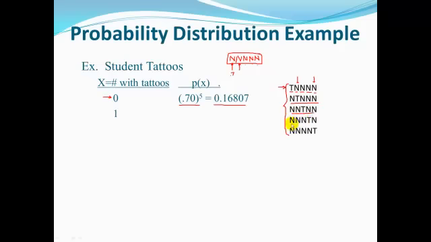In fact, every time you get one student that has a tattoo and 4 students that don't, you end up with this probability. You end up with a 0.3 and you end up multiplying it by 0.7 to the 4th. Now what's this? Well, that's the fact that there are 5, 1, 2, 3, 4, 5 outcomes. And a lot of times I like to write it this way, 0.3 to the first power.